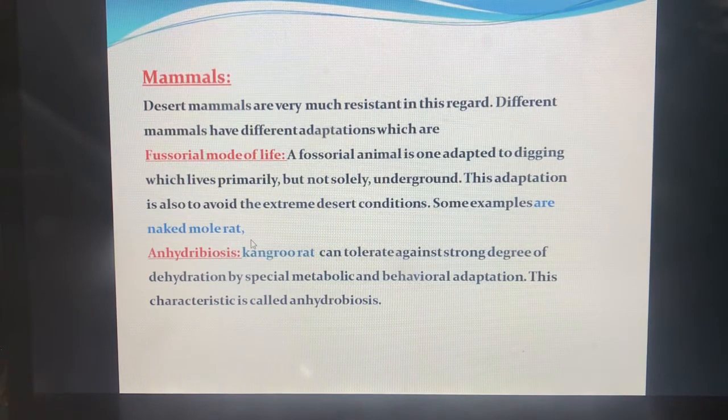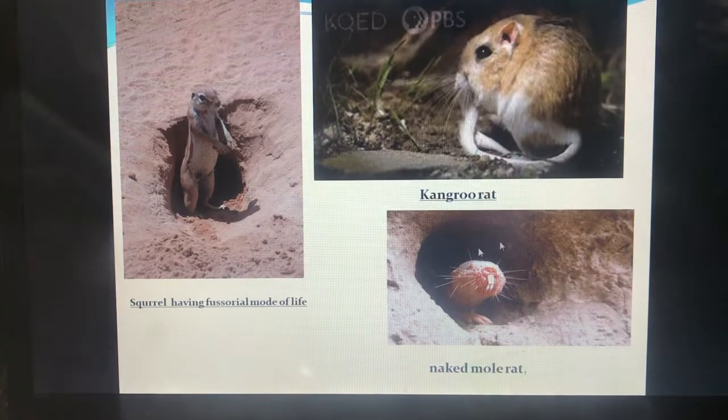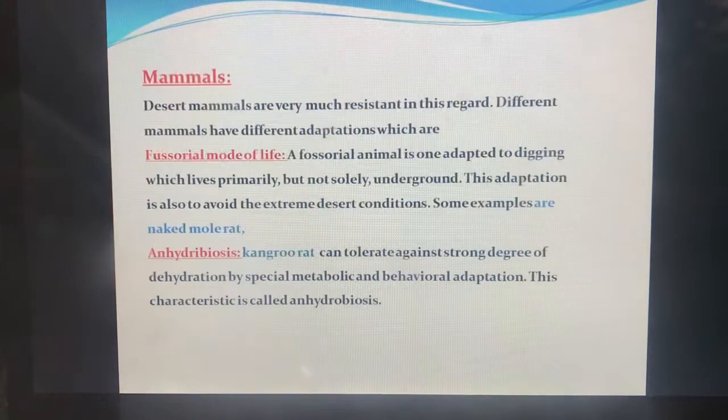You can see the naked mole rat in the diagram, and this mole rat makes small burrows for itself and lives there just to protect itself from the harsh weather conditions of the desert, especially the extreme heat of the sun.